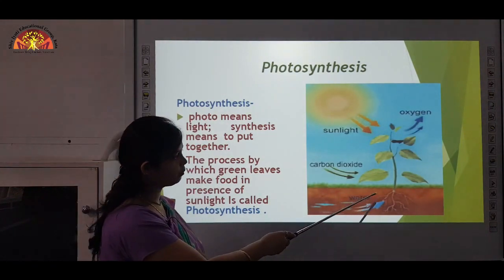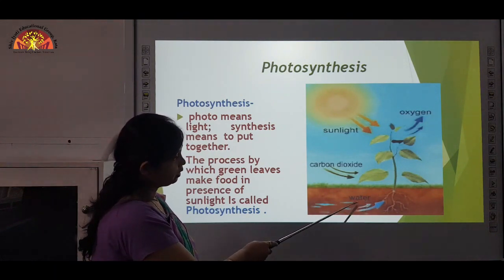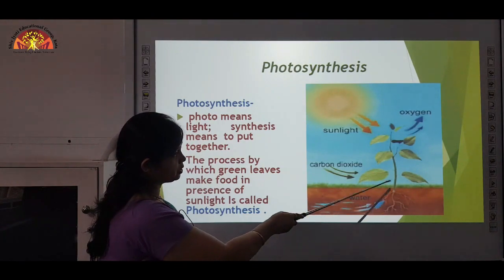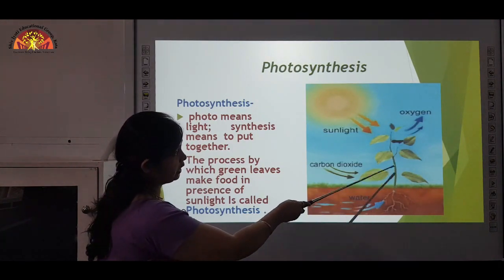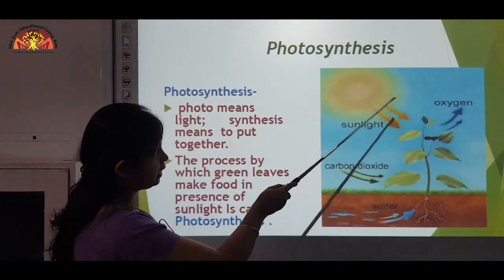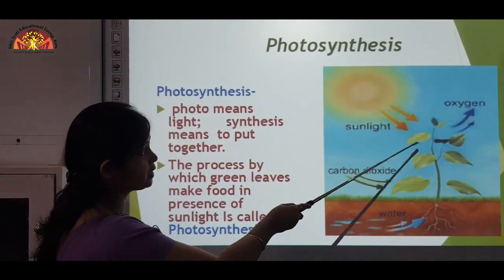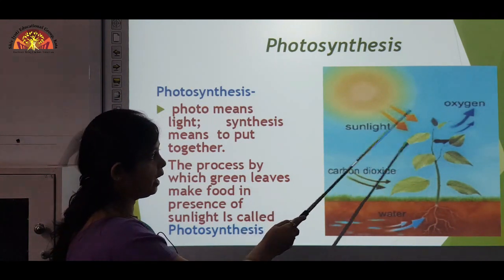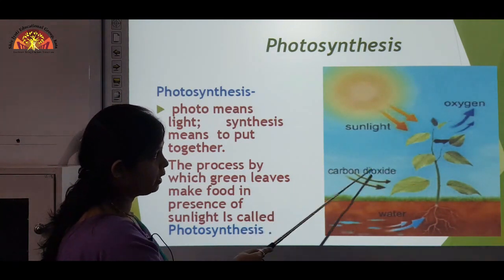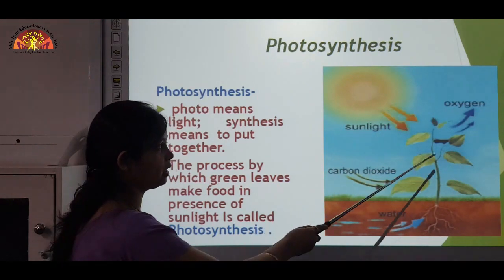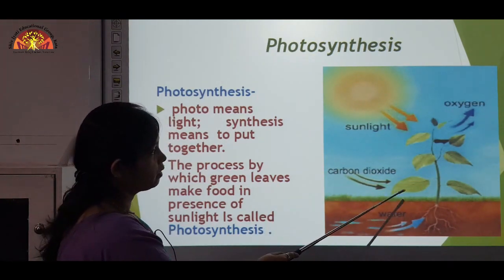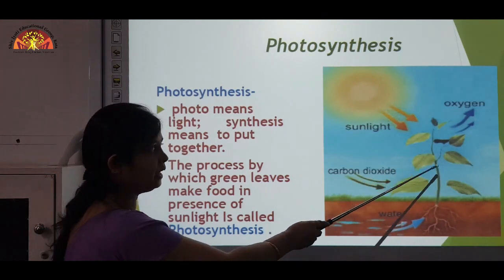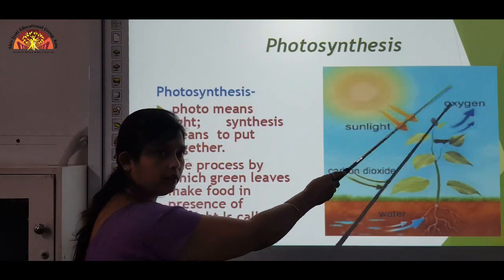You can see the diagram over here. Water is present in the soil, so roots take up this water. Now this water is carried to the leaves through the stem. Here sunlight is falling on the leaves and leaves contain green colored substance chlorophyll which absorbs the sunlight, and leaves take carbon dioxide from the surrounding atmosphere, surrounding environment. Then they use this carbon dioxide and water to prepare food, and in this complete process oxygen is given out.